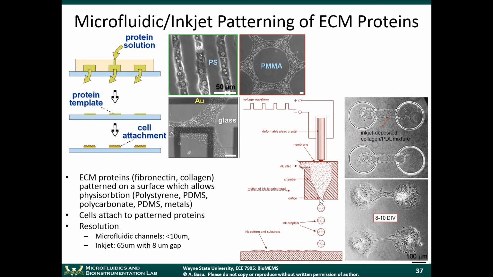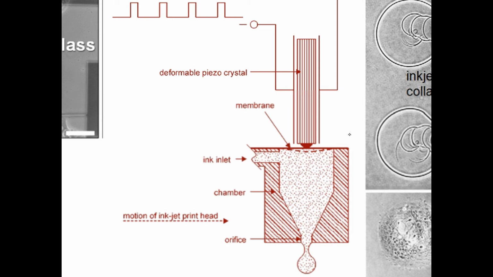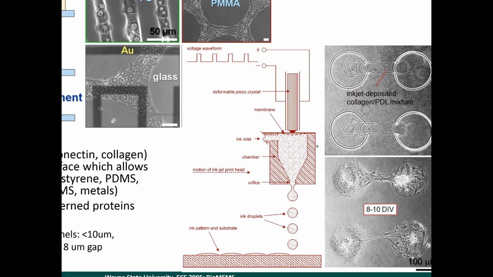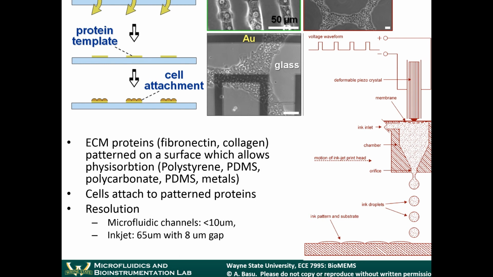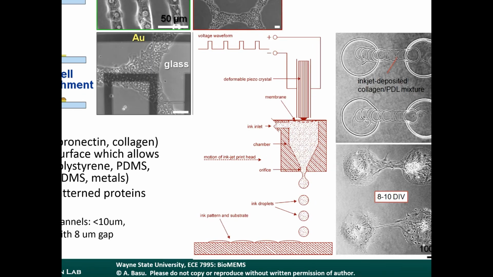I believe they're called BioBot. This example here is where you're using an inkjet printer to print the adhesive protein instead of the cells directly. So you have the ink coming through here and the ink droplets coming down here.